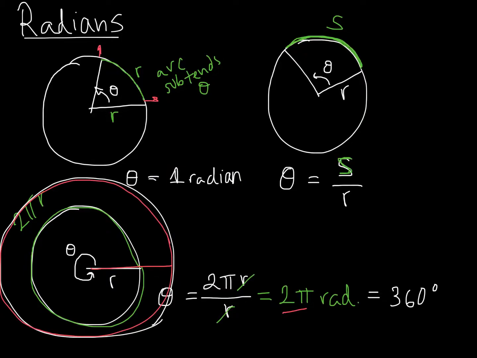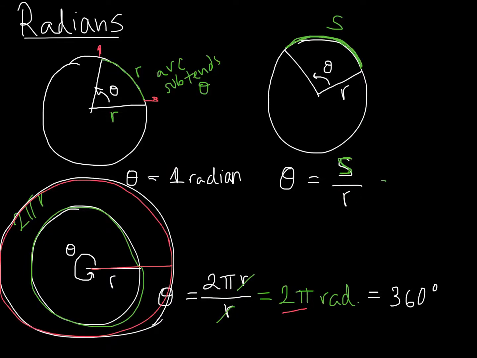So once more, the measure of an angle in radians is how many radiuses make up the arc length, which we say subtends theta or closes theta. And that is s divided by r, the arc length divided by the radius.